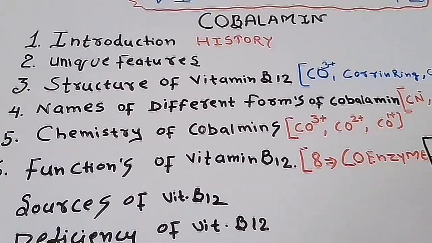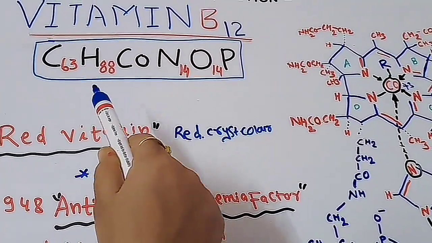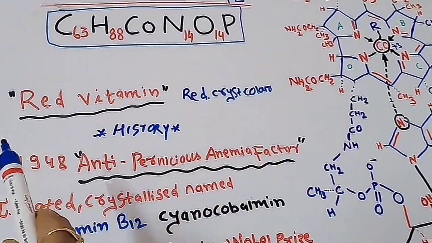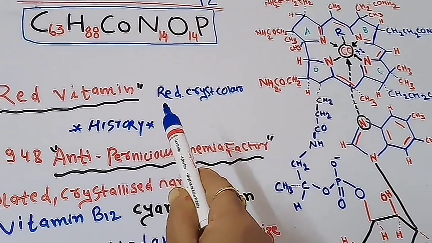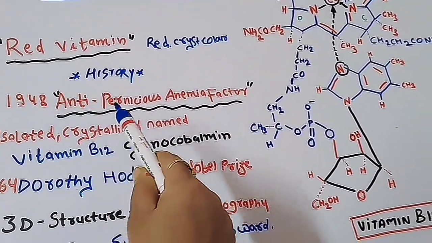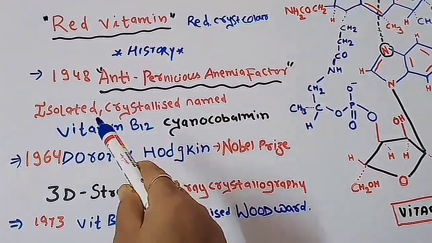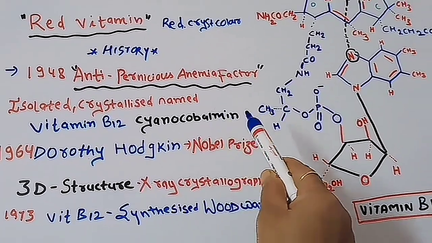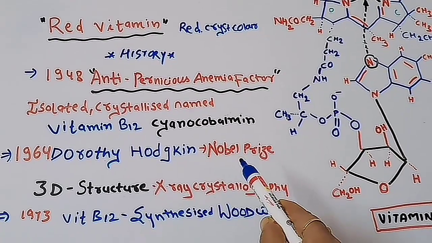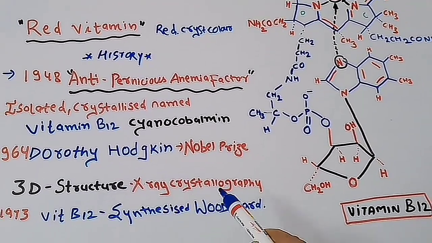So let us start our topic with the introduction. Vitamin B12 has the molecular formula C63H88CoN14O14P. It is also called the red vitamin, as it is a red crystalline substance. In 1948, the anti-pernicious anemia factor was isolated, crystallized and named vitamin B12 or cyanocobalamin. In 1964, Dorothy Hodgkin was awarded the Nobel Prize for discovering the 3-dimensional structure with the help of X-ray crystallography.